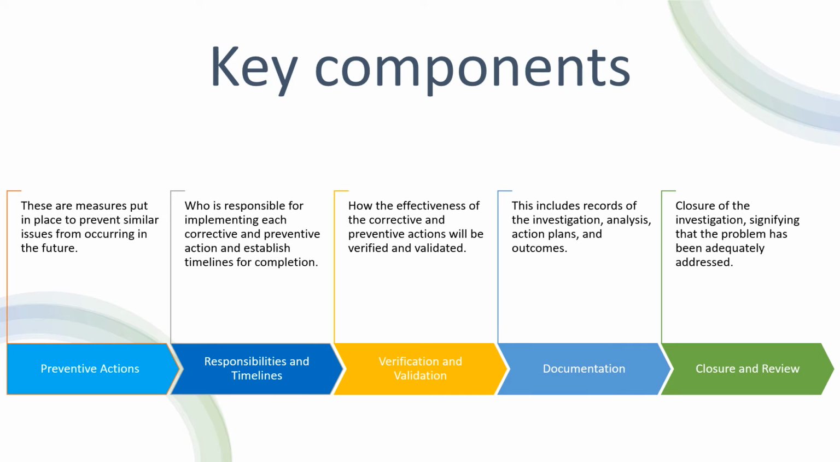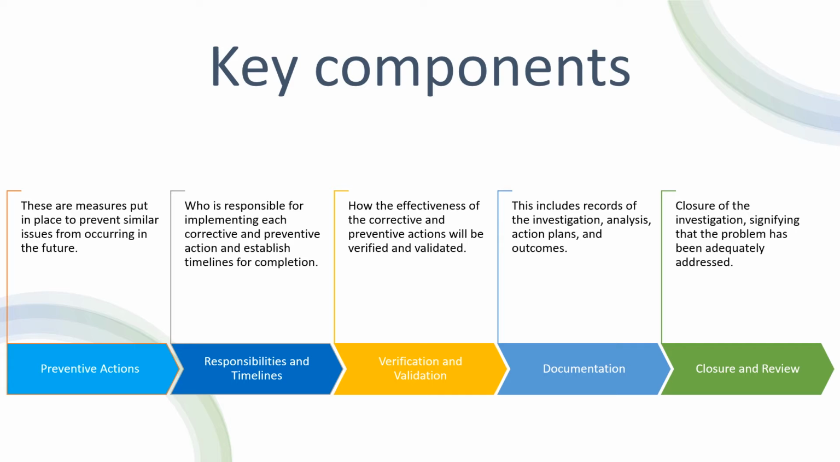Now, in addition to corrective actions, root cause corrective action reports often include preventive actions. These are measures put in place to prevent similar issues from occurring in the future. Preventive actions aim to strengthen processes, systems, and controls to reduce the likelihood of recurrence.